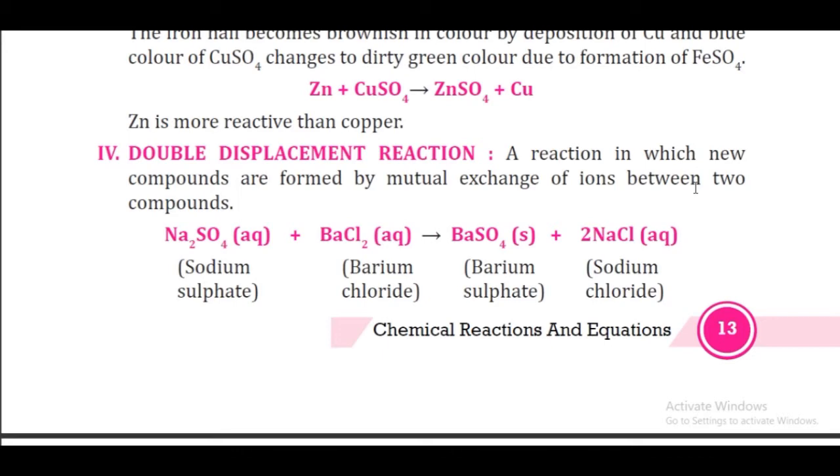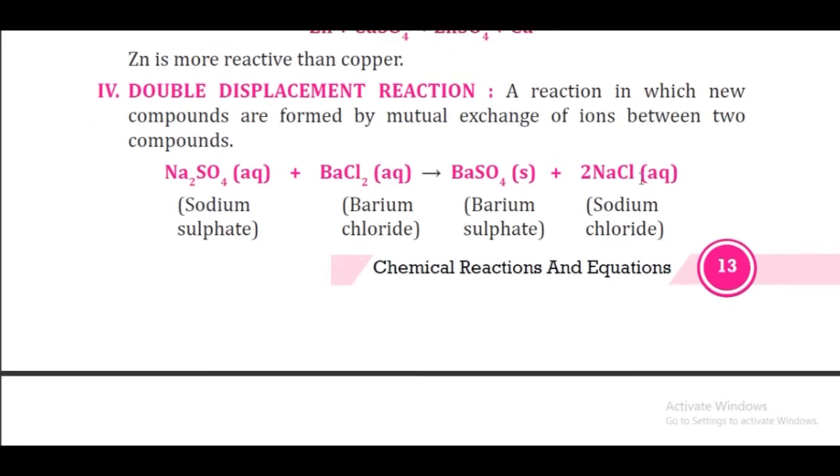So here the sodium of sodium sulfate combined with chlorine of barium chloride to form sodium chloride, and barium of barium chloride combined with sulfate of sodium sulfate to form barium sulfate. So overall we can see here that the exchange of ions has taken place between the reactants to form the new products with new properties. So this type of reaction is called double displacement reaction.